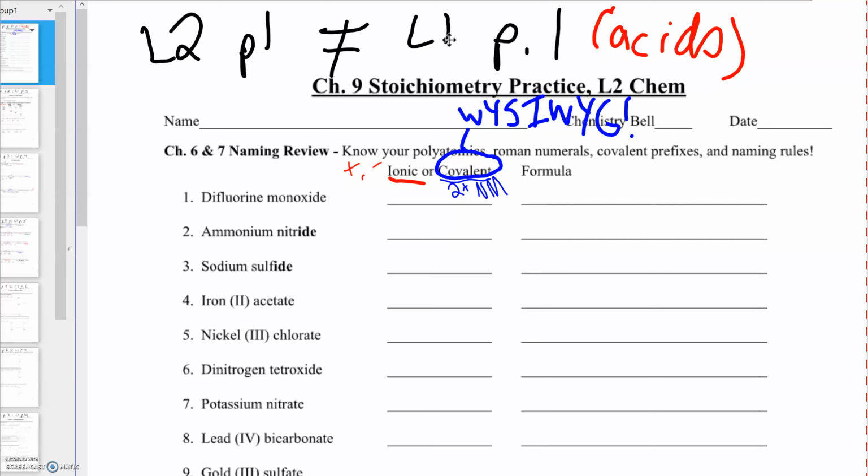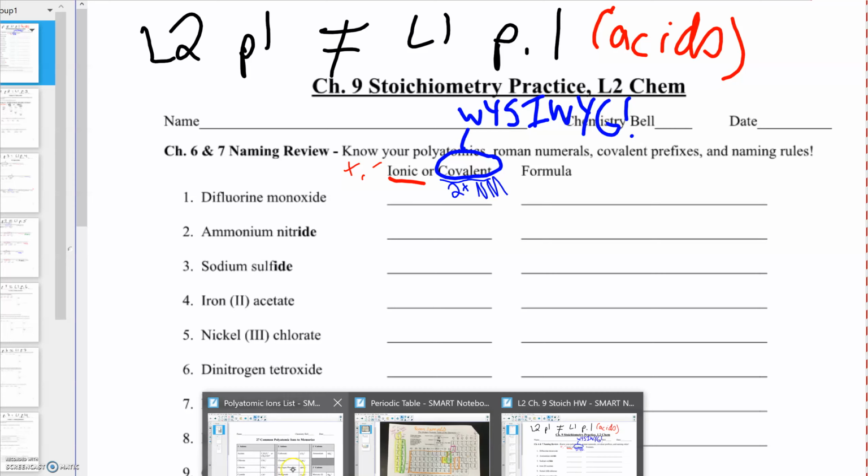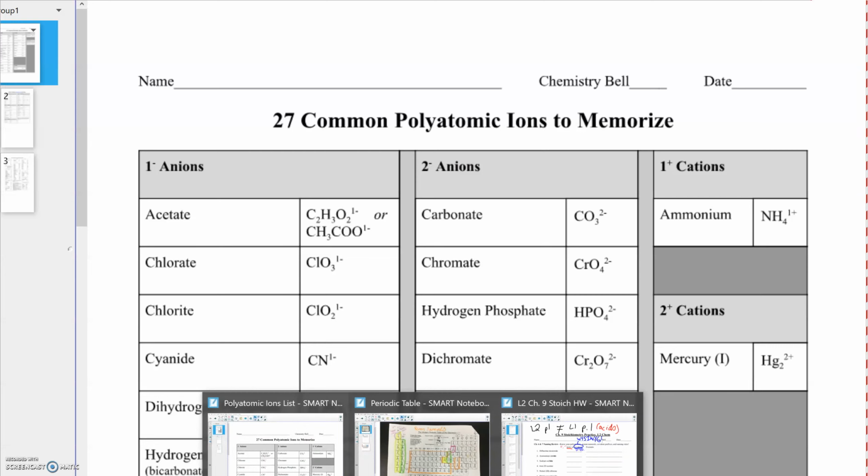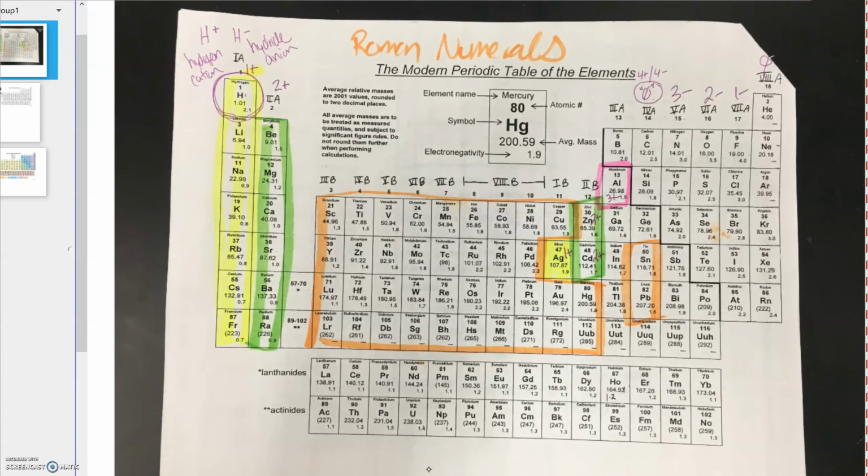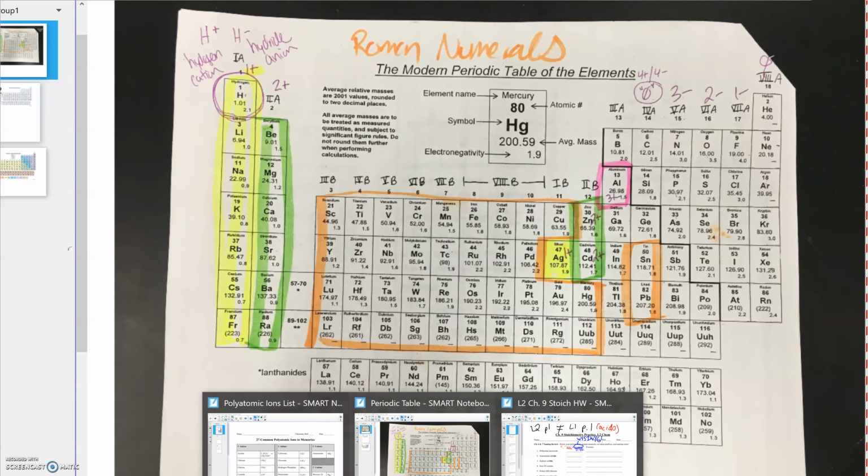Chapter 6 and 7 naming review. You've got to know your polyatomics, your Roman numerals, your covalent prefixes, and naming rules. Some things I'd have out with you: I would have out your polyatomic ion list, also your colored periodic table that has the charges and where we need Roman numerals. So let's go through.